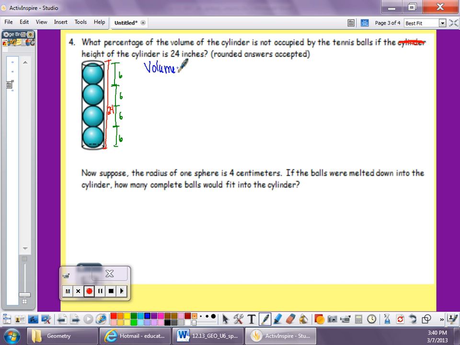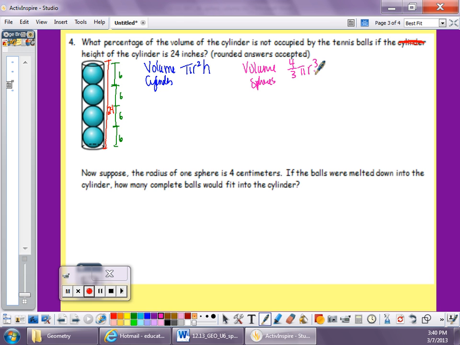But when I look at my formula, if I do the volume of the cylinder, that is pi r squared h. And if I do the volume of the sphere, because I need to find a percentage, I need to do the whole thing over the part that is not filled in. So I need to know the volume of both of the objects, and this one will be 4/3 pi r cubed. So in both of these, I need to find the radius.